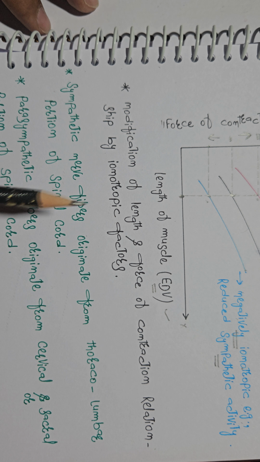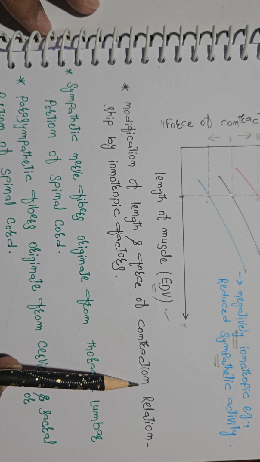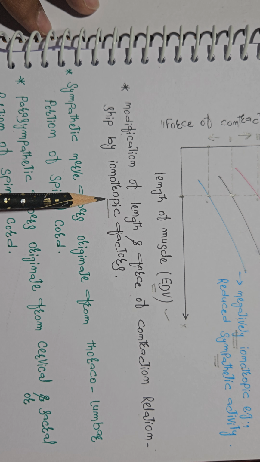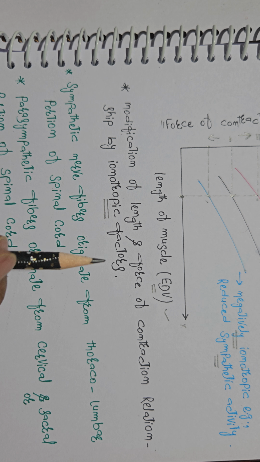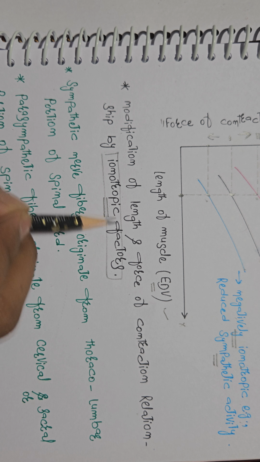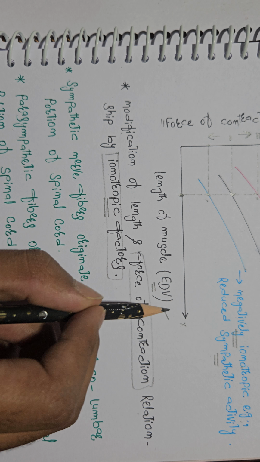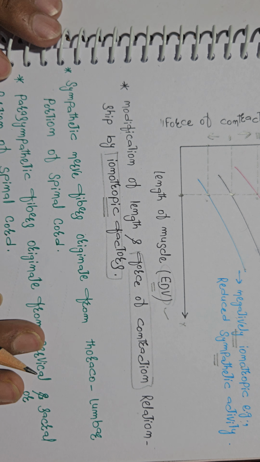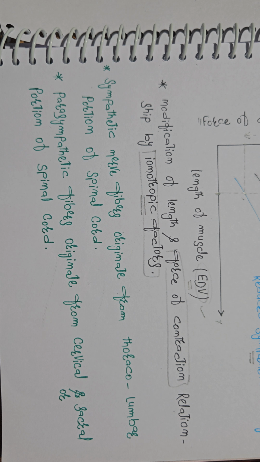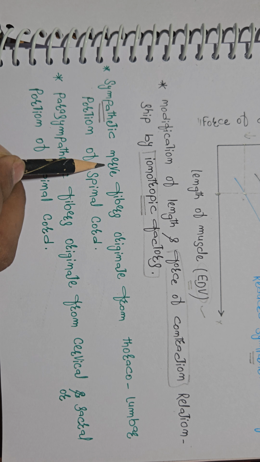So this is the graph, modification of the length and the force of contraction relationship by inotropic factors. So what is this graph? How do inotropic factors alter the force of contraction and EDV? Clear? Now, before moving on to the next point, a simple point, sympathetic nerve fibers.